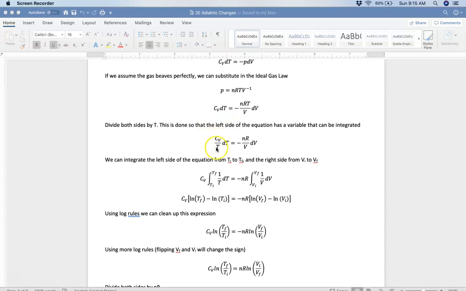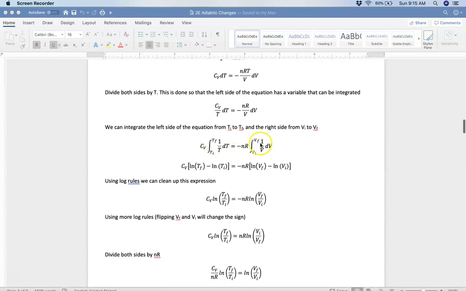So CV over T dt equals negative NRV dV. So now we can integrate both sides, the left-hand side as the temperature goes from T initial to T final, and the right-hand side from V initial to V final.